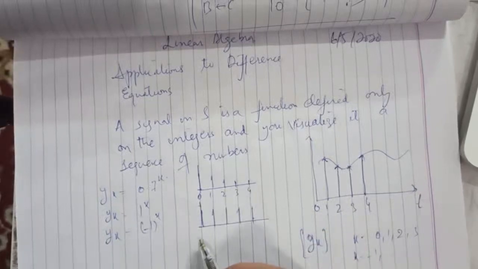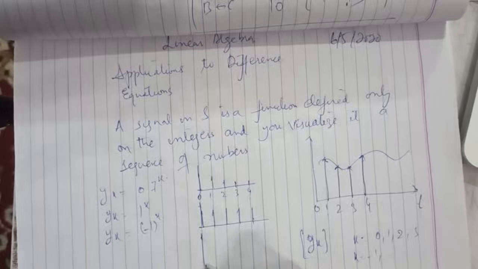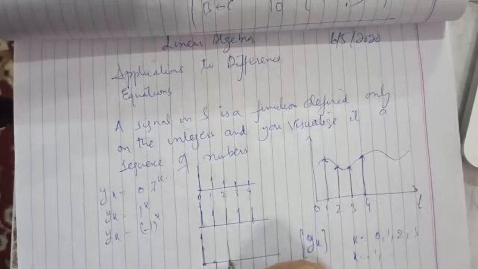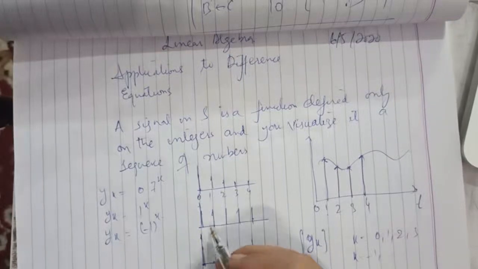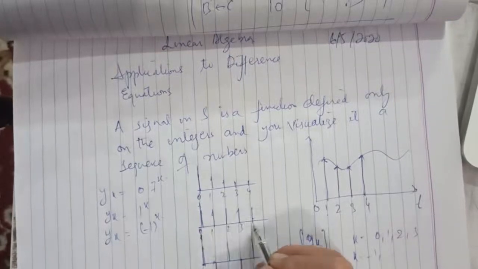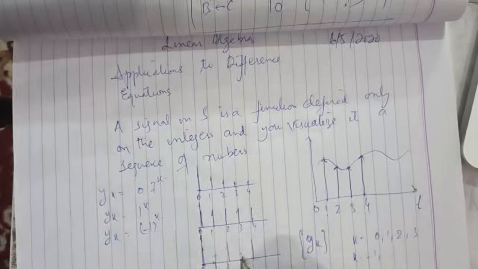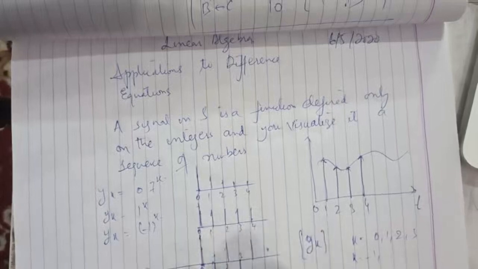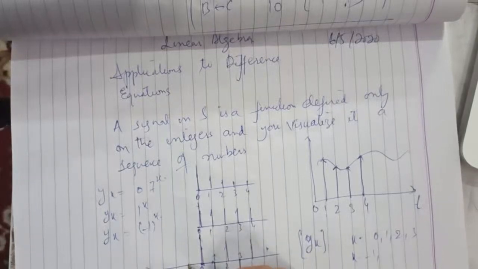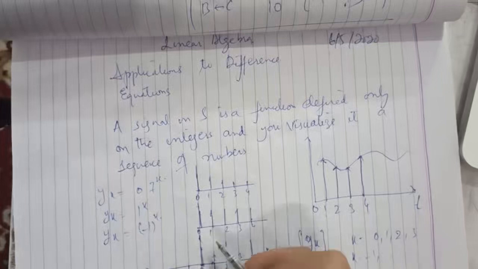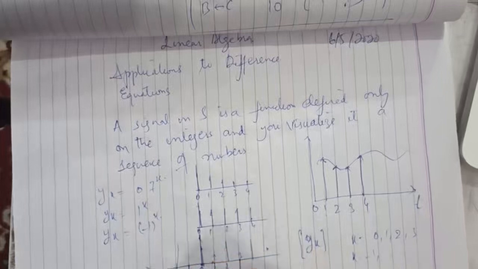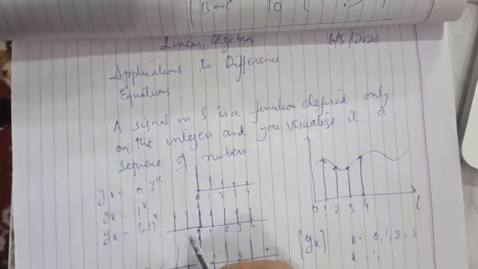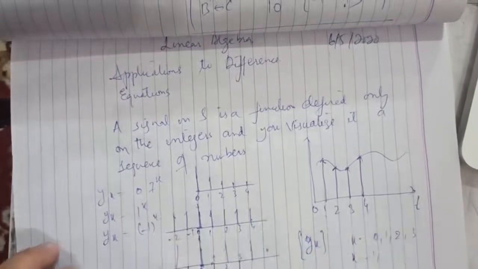Similarly, minus 1 to the power k is a signal that alternates in sign depending on the values of k, right? Similarly, you can have it on the negative side as well, and this will remain constant for all minus 1, minus 2, and so on and so forth.